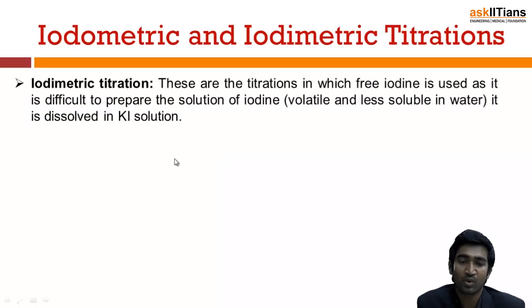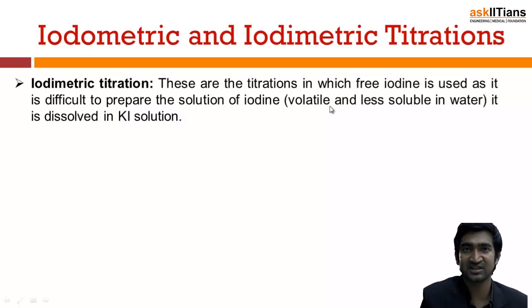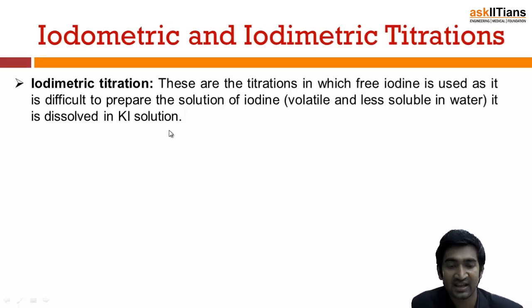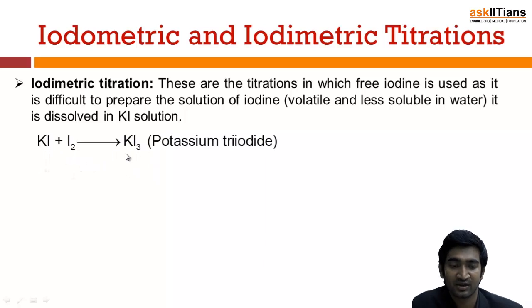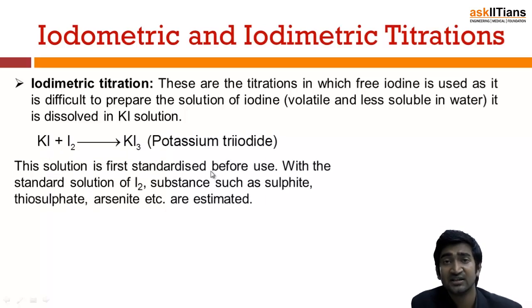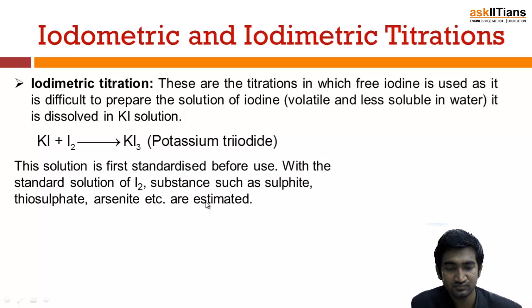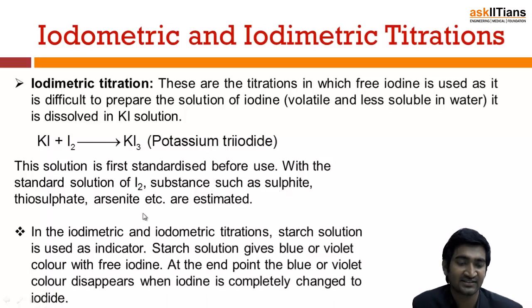Iodimetric titrations are those in which free iodine is used, though it is difficult to prepare a solution of iodine because it is volatile. Volatile means that as soon as you place it, it evaporates in air, and it is less soluble in water. So it is dissolved in KI solution. KI plus I2 gives KI3, and this solution is standardized before use. Standardized means I have a standard concentration of that solution, and from this I can find the concentration of sulfide, thiosulfate, arsenic, etc.